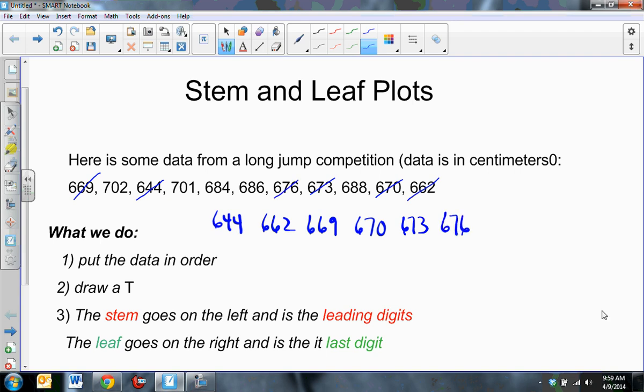And then 684. 686. 688. I'm running out of room, aren't I? 701 and 702. Okay, so I think I've got them all. Okay, great. So check the first box and put them in order.